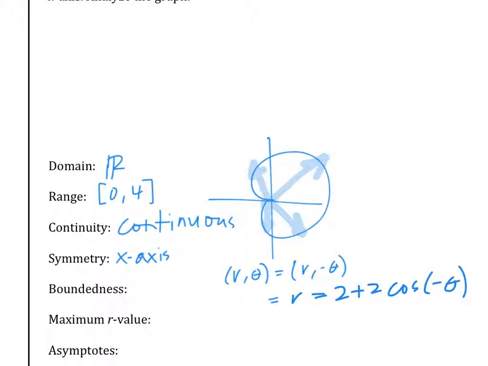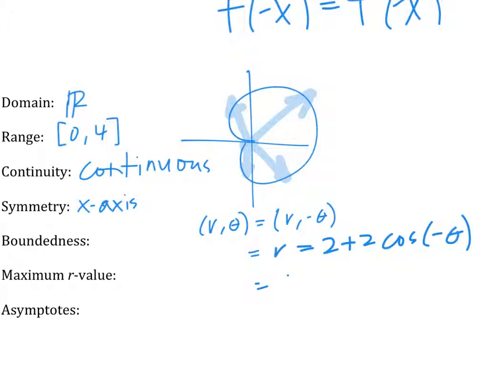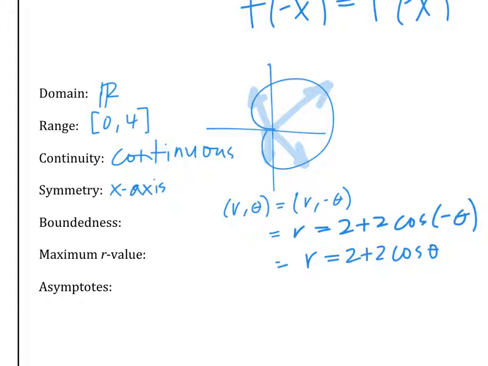All right, let's think about cosine. Is it an even graph or an odd graph? Even. So the negative inside means what? No negative at all, because even function means it's the same as when it's not negative. So the negative just goes away. So it's r equals 2 plus 2 cosine theta. So therefore it is x-axis symmetry.